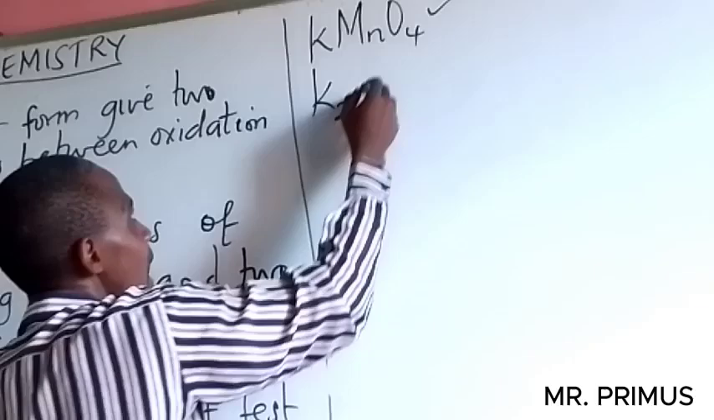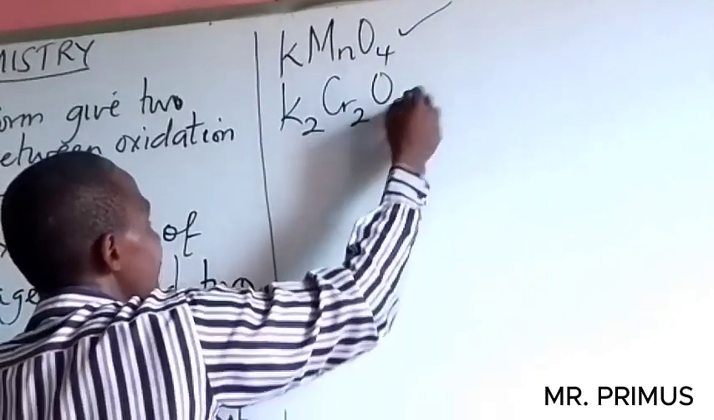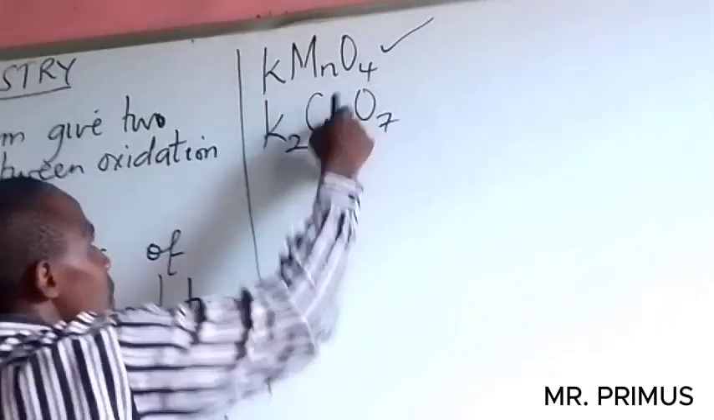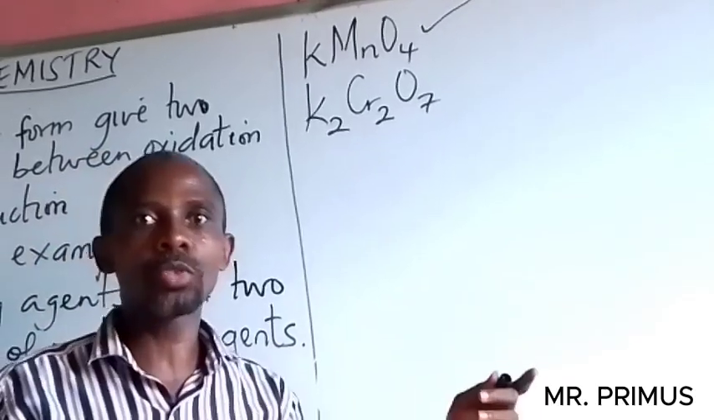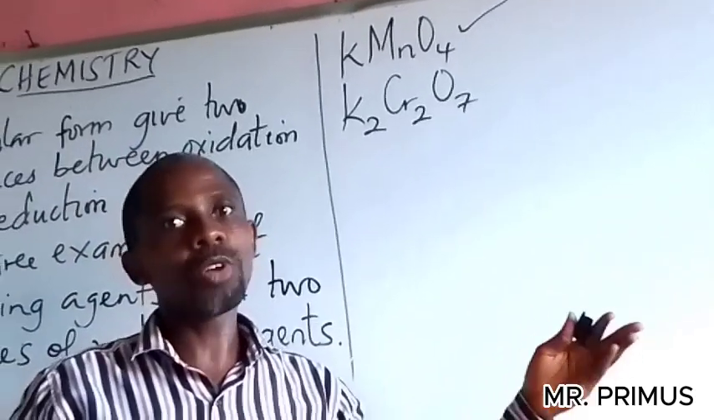Another one is potassium heptaoxodichromate(VI). At the end of this, I will teach you how to balance redox equations.